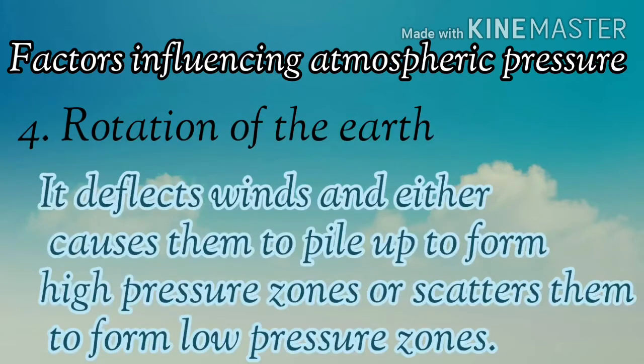Rotation of the earth also influences the atmospheric pressure. Rotation deflects the wind, and this causes piling up of air that leads to the formation of high pressure zones. Sometimes the rotation scatters the air, which can lead to the formation of low pressure regions.